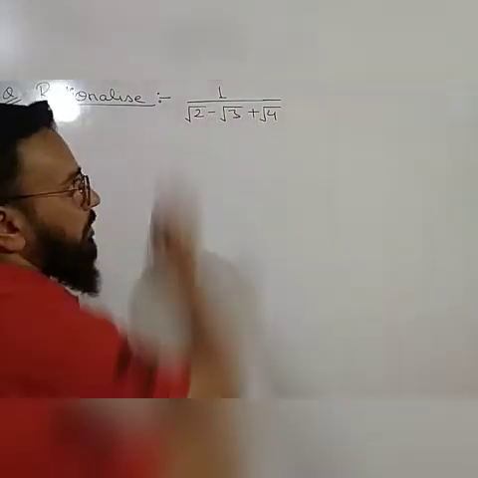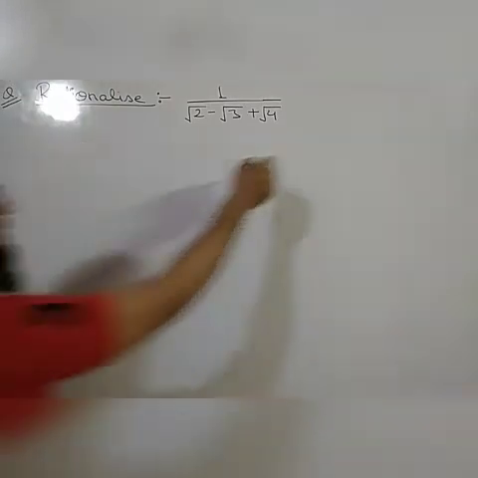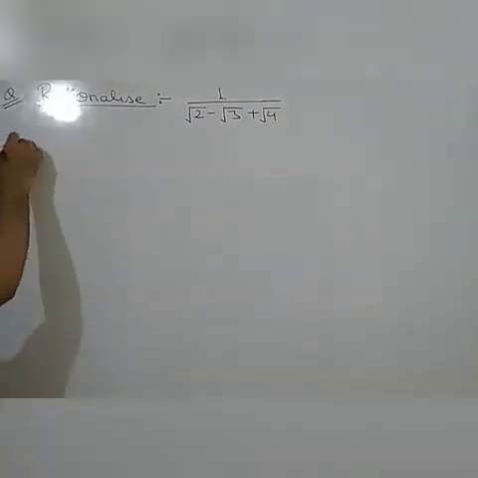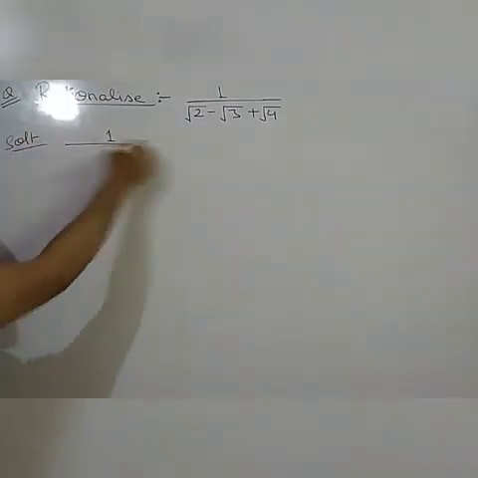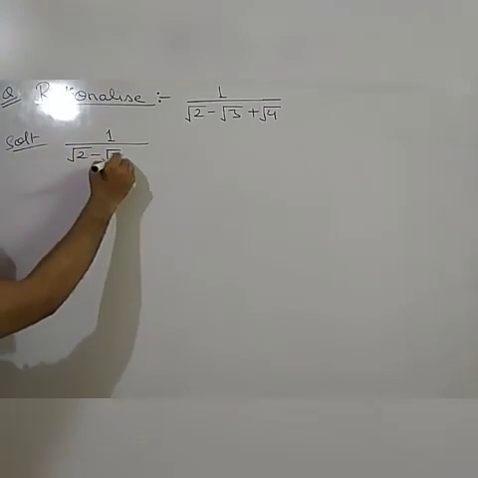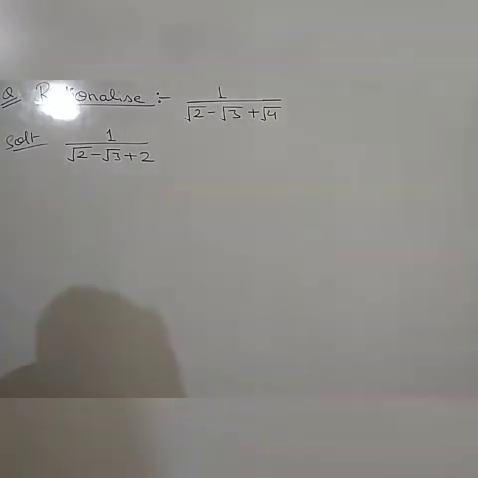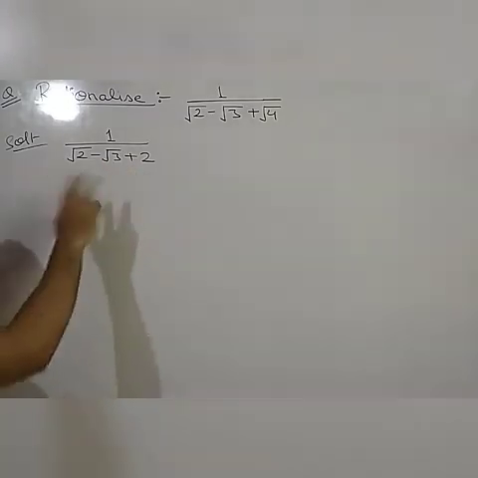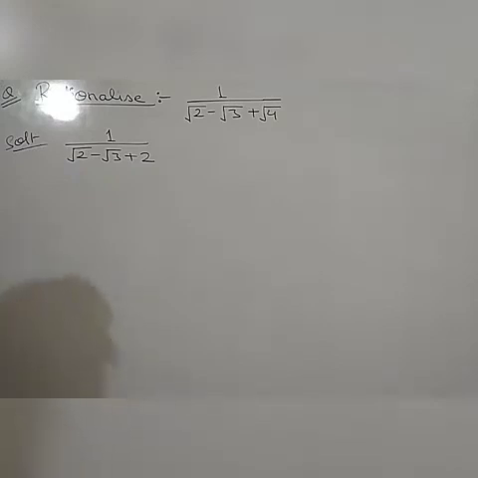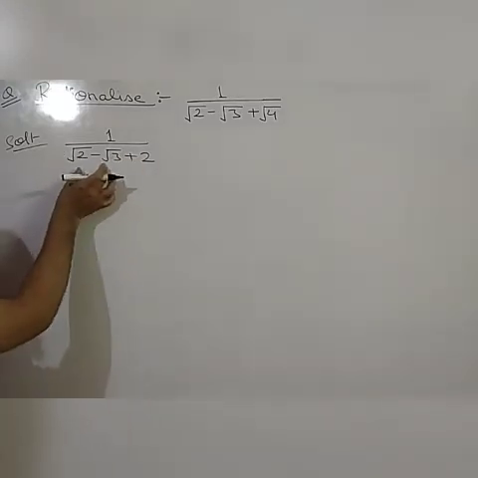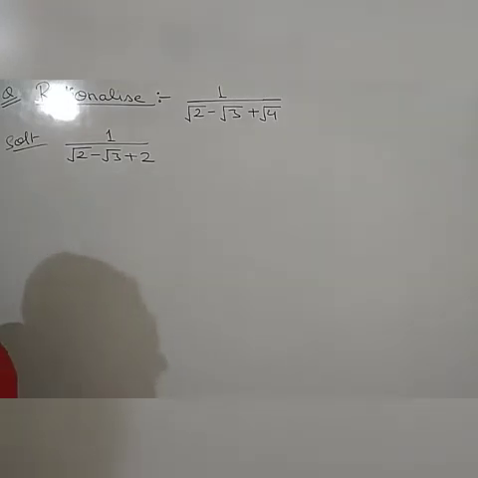So for this type of question, first we can write it as, because root 4 is equal to 2, our question will be 1 upon root 2 minus root 3 plus 2. We can convert this root 4 as 2. Now, because there are three terms and two signs, whenever there are three terms and two signs, we can take either of the two terms together and leave the third term.